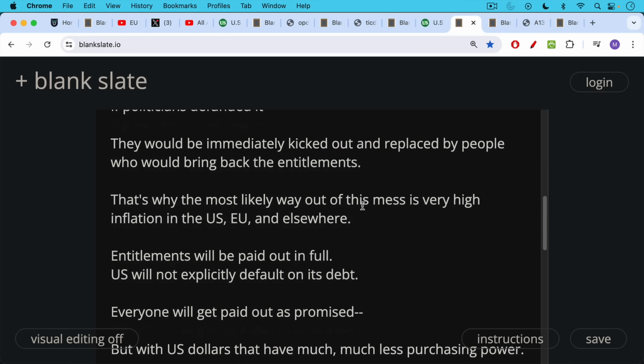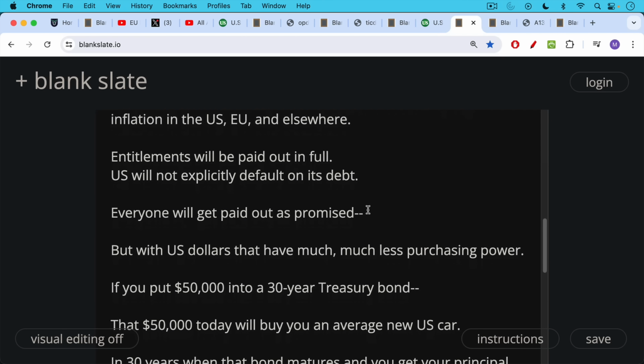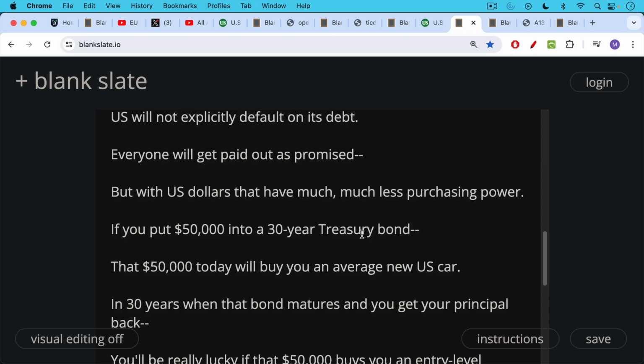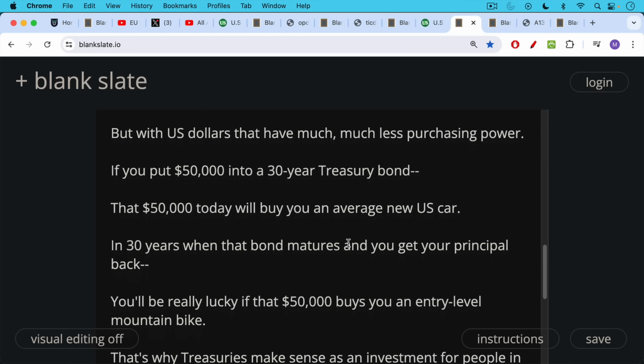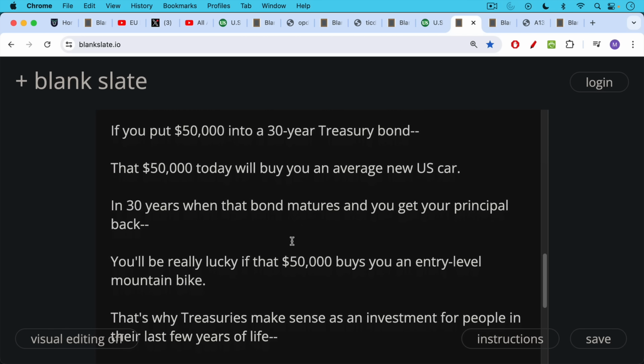The U.S. also will not explicitly default on that $35 trillion of public debt. Everyone will get paid out as promised, but with U.S. dollars that have much, much less purchasing power. So, for example, if you put $50,000 into a 30-year Treasury bond today, that $50,000 buys you the average new U.S. car. That's its purchasing power. In 30 years from now, when that bond matures and you get your principal back, you get your $50,000 back, you'll be really, really lucky, I think, if that $50,000 buys you an entry-level mountain bike. This is what inflation does. This is what fiat currency debasement looks like.